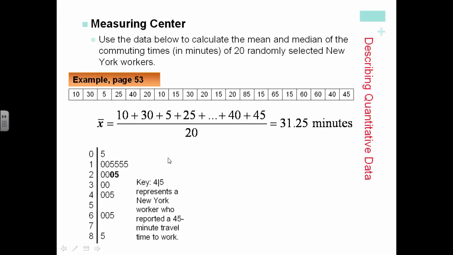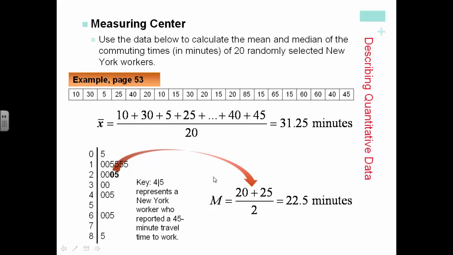If we order all the numbers in a stem and leaf plot from this set of data, we can then find the median. Since we have an even number of values, we have to average 20 plus 25 divided by 2. Our median ends up being 22.5 minutes.